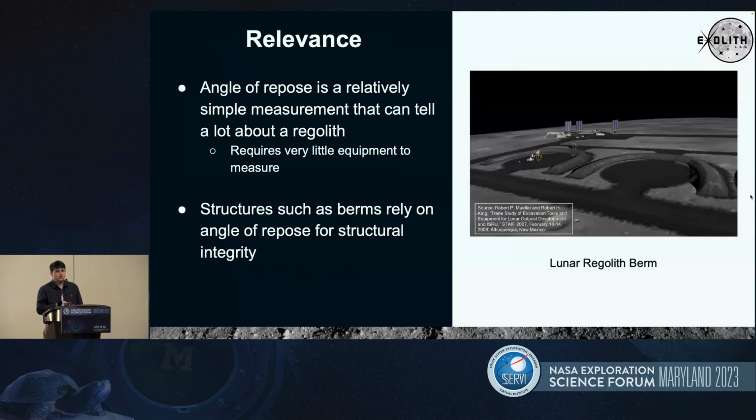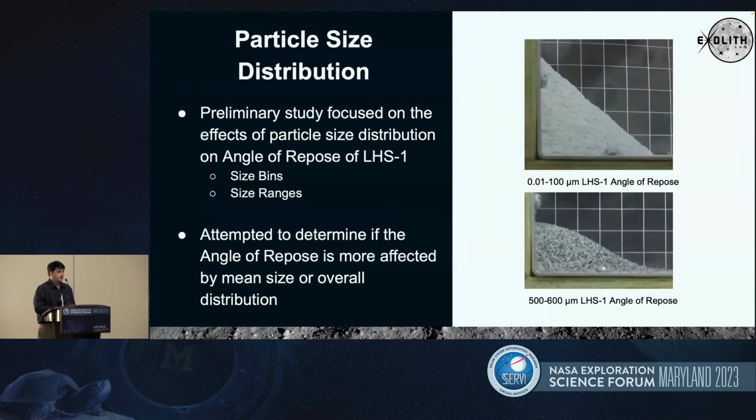This is extremely relevant for the lunar surface for a few different reasons. Angle of repose is a pretty simple measurement that can tell a lot about a regolith. So it's a measurement that astronauts can do on the lunar surface, just by piling some regolith. It's also a measurement that rovers and other equipment can pretty easily replicate.